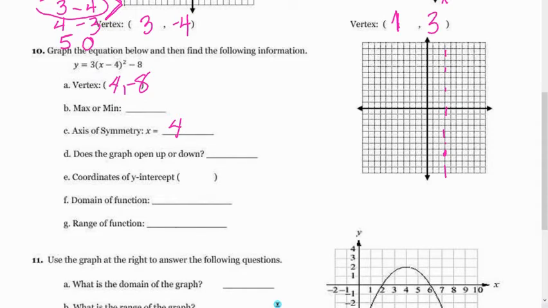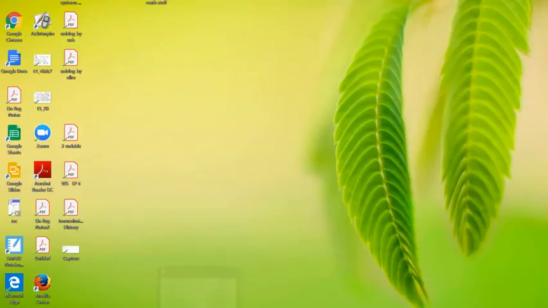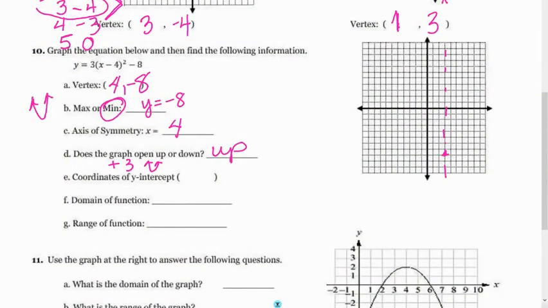Is it open up or down? 3 is a positive number, so it's going to be a smile. So it opens up. Coordinates of the y-intercept. We can go back to this one. If it opens up, I know that it has a minimum. And that's at y equals negative 8. Okay, because that's as low as it goes right here. Oopsies, right here.